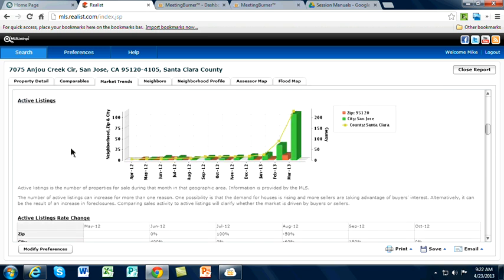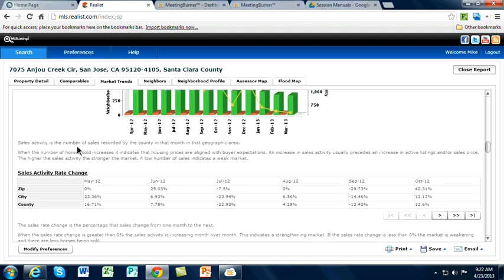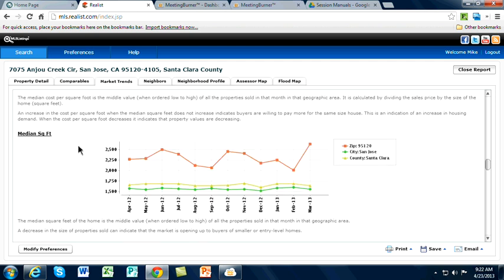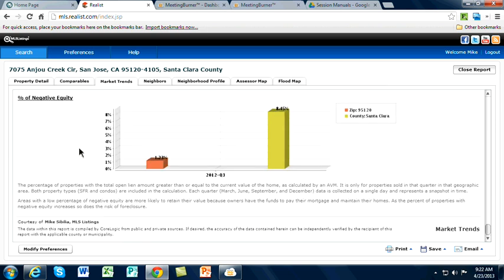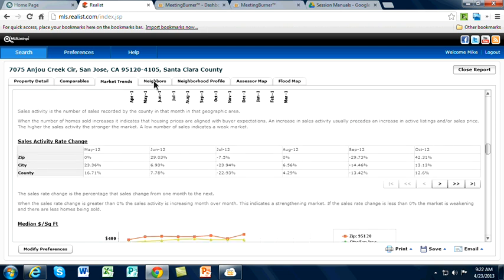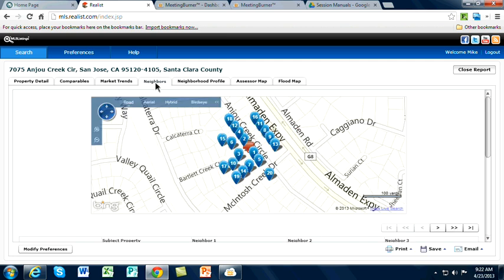Market trends is useful. All of these things, by the way, can be downloaded and printed out. It has median home value, active listings, and it's pulling some of this information from the MLS too: sales activities, median square foot price, foreclosure percentages, financial health, negative equity. You could look at the neighbors, but I usually didn't print that one out. It basically tells you the names of all the people that live in the neighborhood.